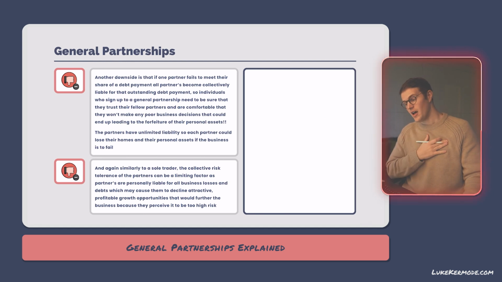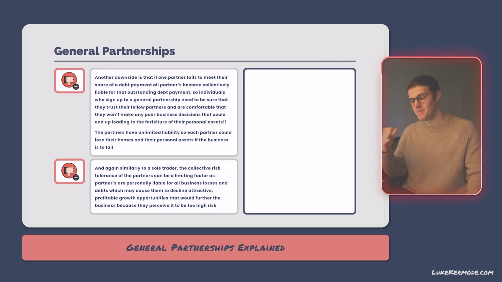Another downside, if one partner fails to meet their share of a debt payment, all partners become collectively liable for that outstanding debt payment. So basically the message is, be careful who you go into business with, because if you've got one partner who does a dodgy deal or takes on a debt and you don't know about it, and then they fail to make their part of the debt payment, or just one of the business's debts, they fail to pay their share, then all the partners become collectively liable for that outstanding payment.